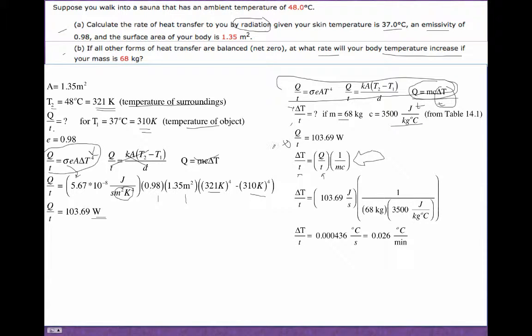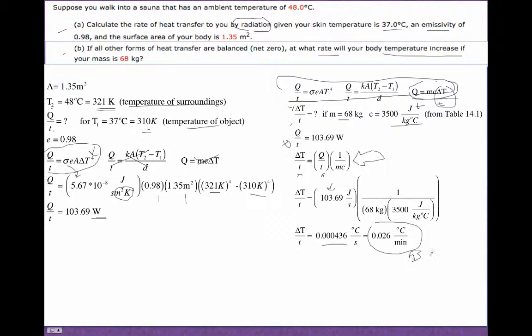Once I figured this out, then it's just a matter of plugging and chugging. I plug in Q over t, which I got from the previous problem. I'm using joules per second instead of watts, so all the units look nice. 1 over MC, got that. And I get 0.000436 degrees centigrade per second, which is not too handy, which is why they're asking for it per minute. And it's 0.026 degrees centigrade per minute that your body temperature goes up.